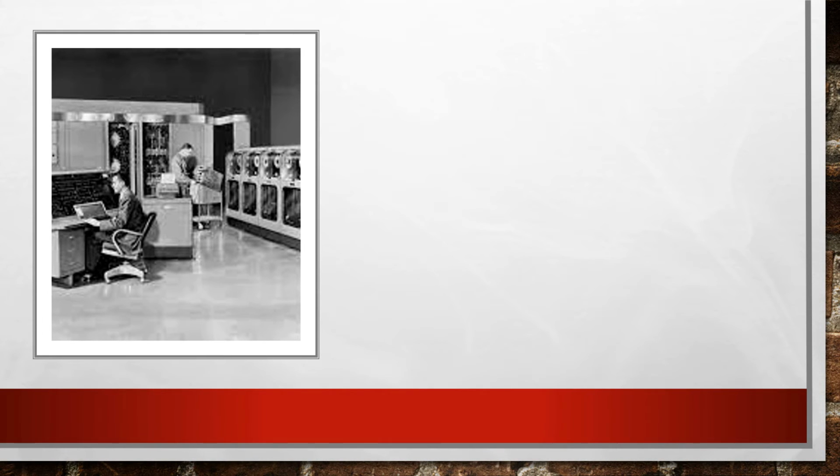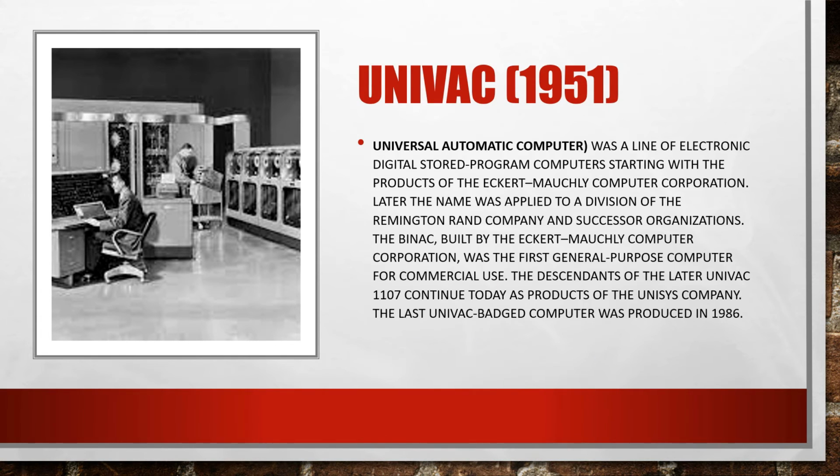UNIVAC 1951. UNIVAC means Universal Automatic Computer. UNIVAC was a line of electronic digital stored program computers, starting with the products of Eckert-Mauchly Computer Corporation, Eckert and Mauchly again. Later that name was applied to a division of the Remington Rand Company and successor organization. The BINAC built by the Eckert-Mauchly Computer Corporation was the first general-purpose computer for commercial use. Descendants of the later UNIVAC 1107 continued today as a product of Unisys Company. The last UNIVAC-badged computer was produced in 1986.